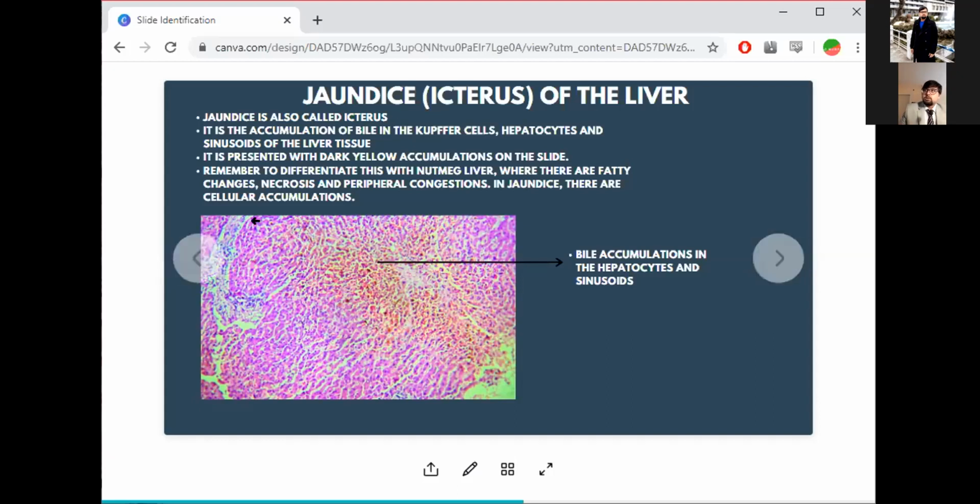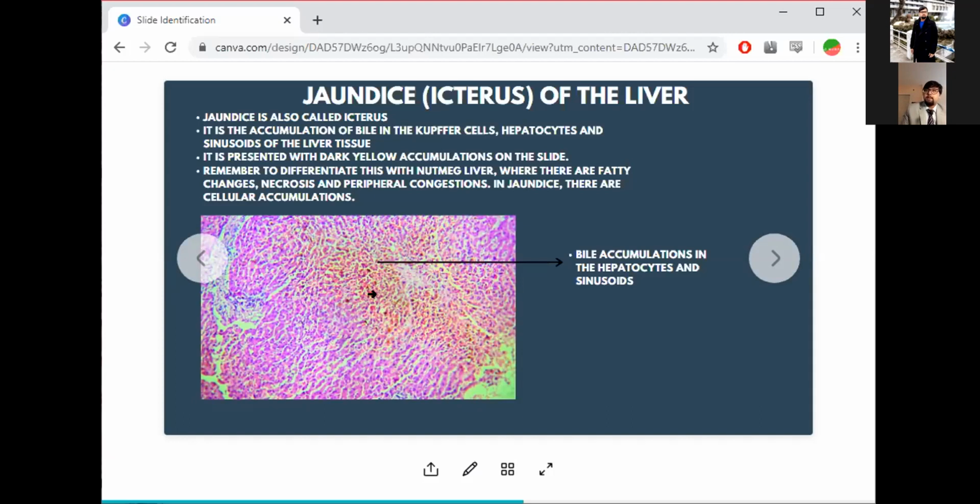Okay, so for the exam, when you look at the jaundice or the icterus of the liver, you suspect it because you'll see that there are these dark yellowish accumulations here. There is a slight tint to it. If you look at it very carefully, this side looks pink. This side, on the other hand, looks yellowish. So when you see this, remember that this here is jaundice of the liver.